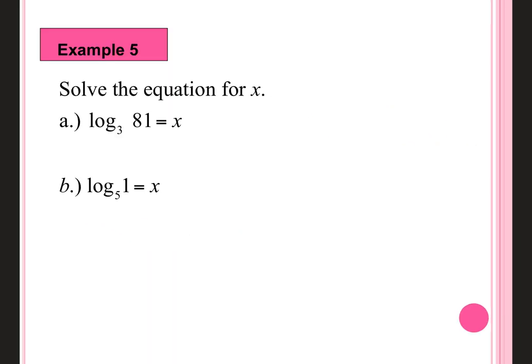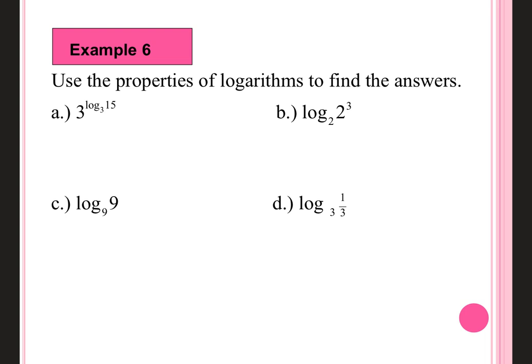Okay. So now try to do this without even converting it into an exponential function. Kind of just look at the left-hand side of this and see if you could simplify it. Log base 3 of 81. What's that answer? 4, because 3 to the 4th is 81, right? So x is 4. Go to B, log base 5 of 1. What's that answer? 0, because 5 to the 0 equals 1. Still good? Yeah? Okay. See if you can work through these.